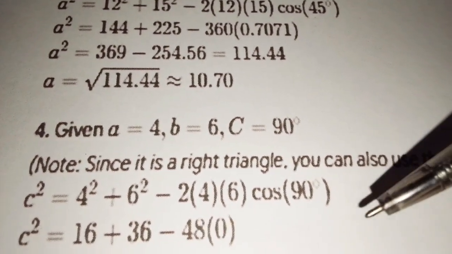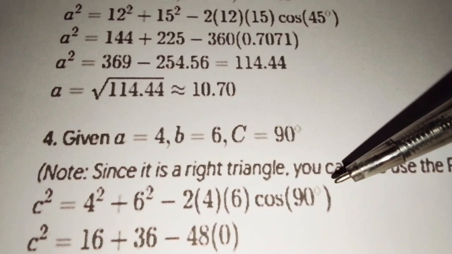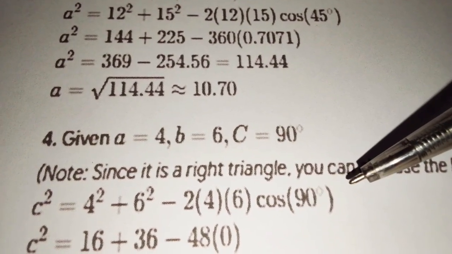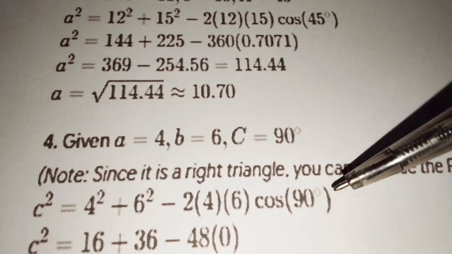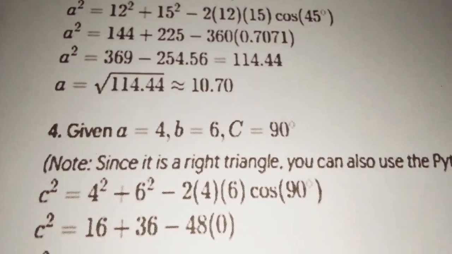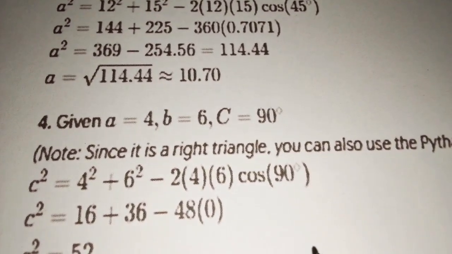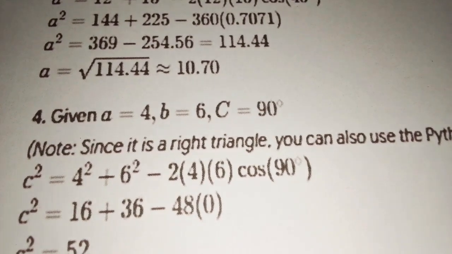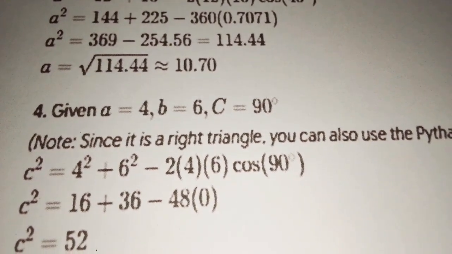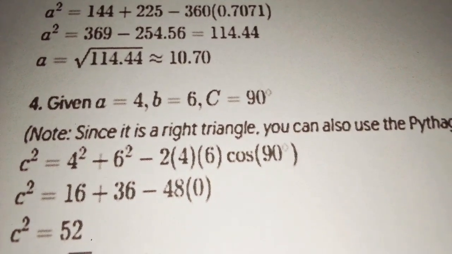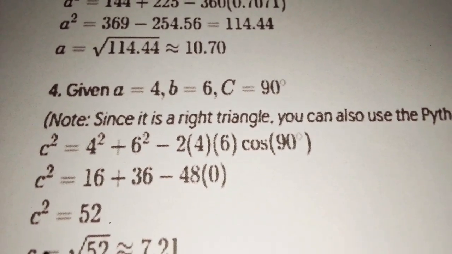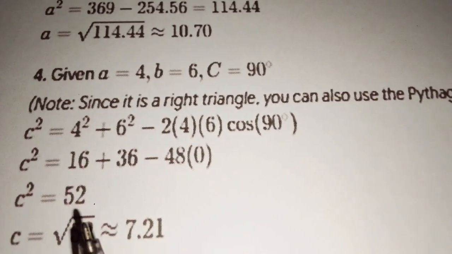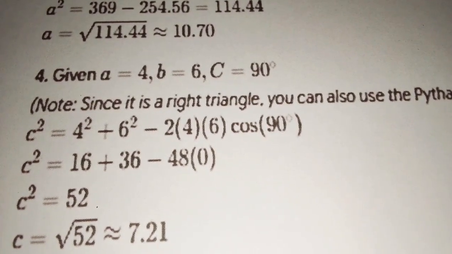So c squared is equal to 4 squared plus 6 squared minus 2 times 4 times 6 times cosine 90. I automatically go with this, but the first step is to show the formula first and plug in, giving us this answer. Then next is 4 squared is 16, 6 squared is 36, then minus 48 times 0. So c squared is equal to 52, and the square root of c squared is c, the square root of 52 is approaching 7.21.